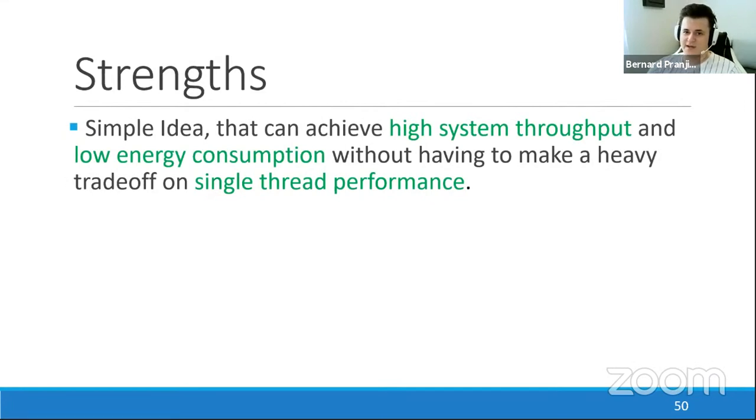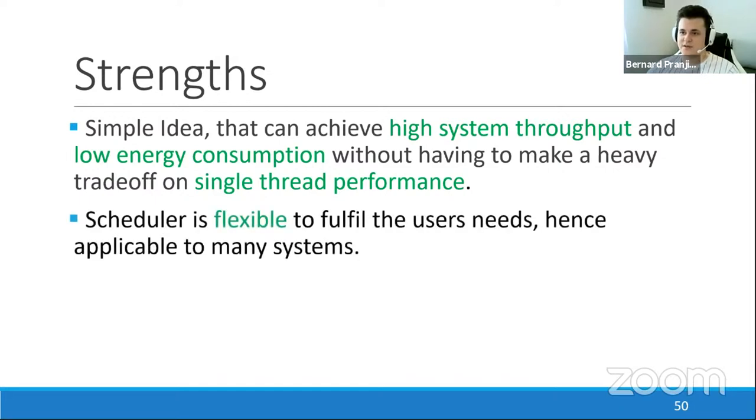Big strength: it's a simple idea that can achieve high system throughput and low energy consumption without having to make a heavy trade-off on single thread performance. And another point is, the scheduler is really flexible to fulfill the user's needs. Hence, it is applicable to many systems. So if you have a system that should be really energy efficient, you can have the energy efficient arbitrator. If at some point you don't care about energy efficiency, you just need performance, then you run it on maximum system throughput. And if it has to be fair for some reason, you make it run fair. And you can change all of that during runtime, which is very good.